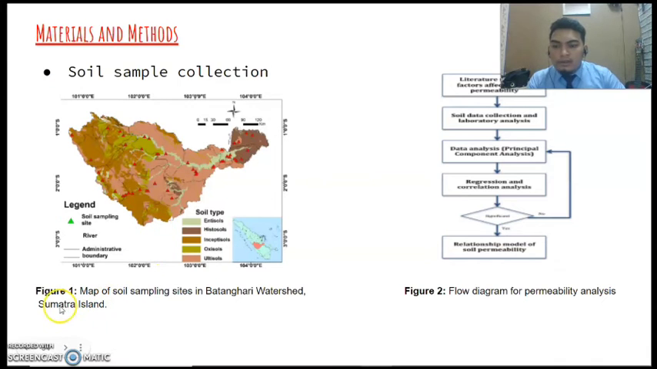As we can see in figure 1, map of soil sampling sites in Batanghari watershed, Sumatra Island. So this is where the study took place. Then figure 2 is the flow diagram for permeability analysis.